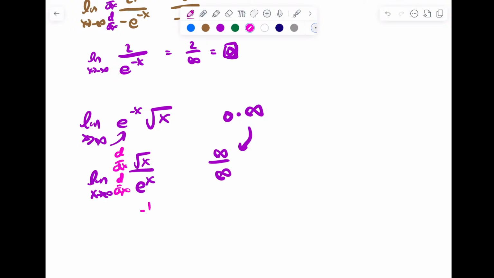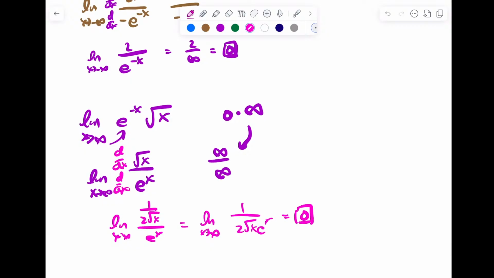So that's going to be 1 over 2 root x and the e to the x. Limit x approach infinity of 1 over 2 root x e to the x. Well, x is all on the bottom, so this is going to go to 0. This is fairly easy to decide.